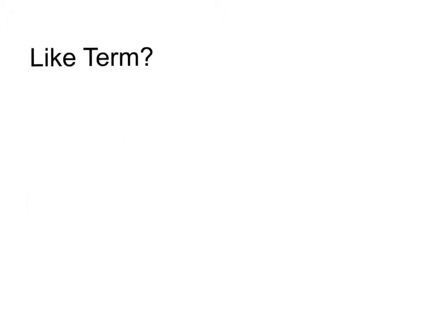Okay, so let's talk about what it takes for something to be a like term. Because if we want to add or subtract them, they must be a like term. Y'all write those words down, like term. And in order for 2 terms to be like terms, and the reason we want them to be like terms is because then we can add them or subtract them, they have to have the same variable.